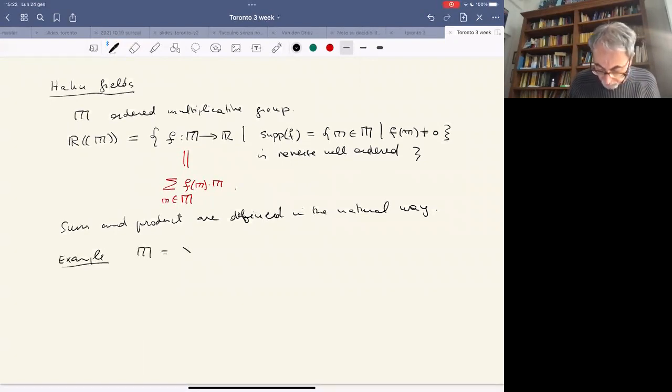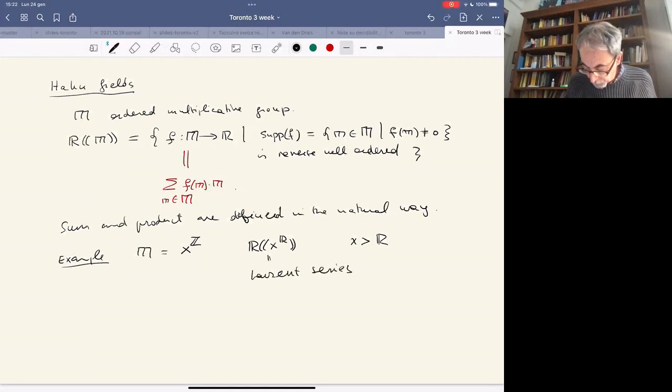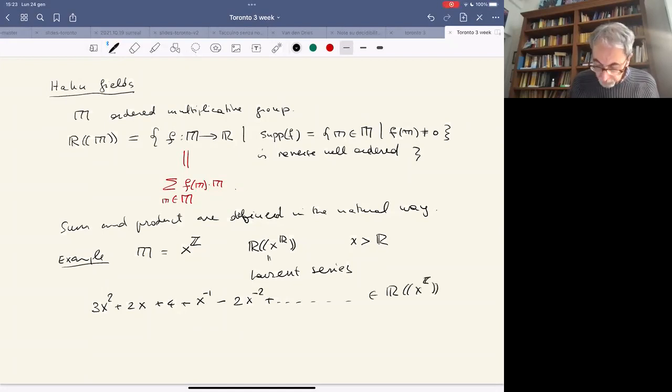If M is, take a variable and take the group of integer powers of your variable. And this is just going to be Laurent series. So, three x squared plus 2x plus 4 plus x to the minus 1 minus 2x minus 2 plus and so on. What is important is that the monomials appearing are decreasing, so the support is reverse well ordered.